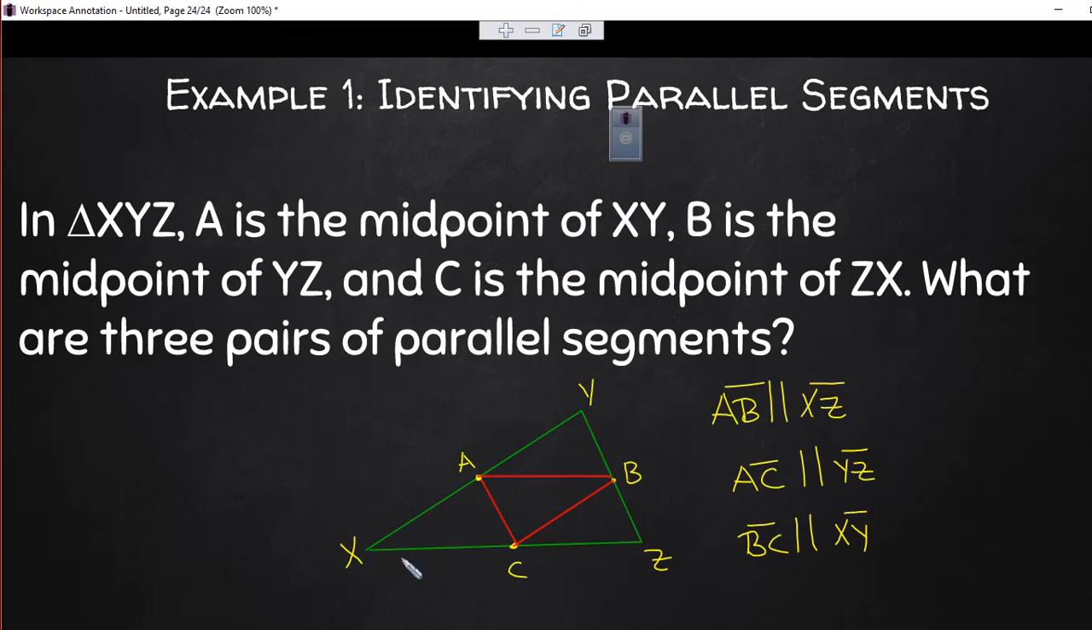All right, so your picture should look something like this. The best way to do it is to draw your triangle, put points around the middle so you locate your midpoints, and then draw a line connecting your dots. So A is between X and Y, B is between Y and Z, and C is between X and Z. So AB is parallel to XZ, AC is parallel to YZ, and BC is parallel to XY.